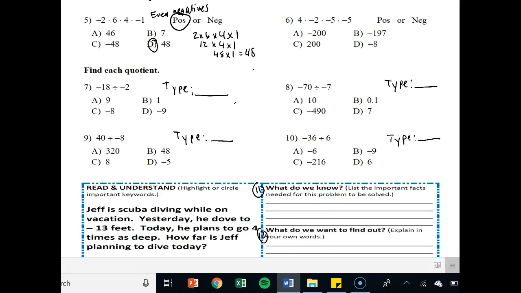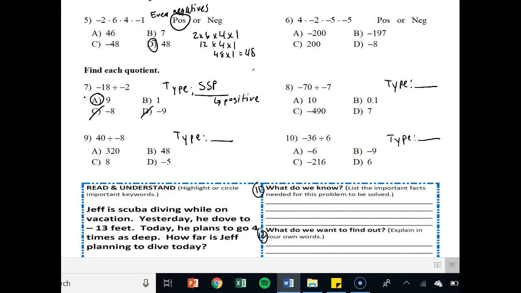All right, for number 7, it says find each quotient. -18 divided by -2. Those are same signs positive, right? P stands for positive, so our answer is going to be positive. Cross off any negatives, and 18 divided by 2 is obviously 9.